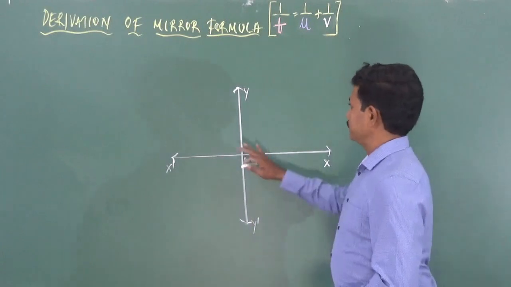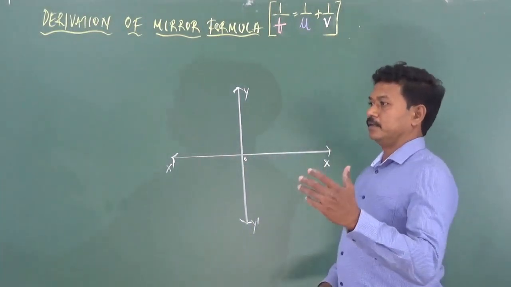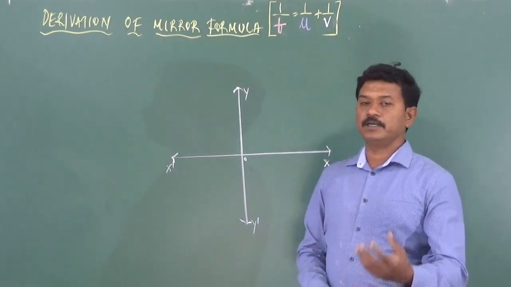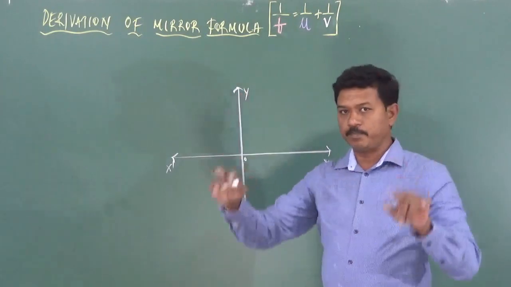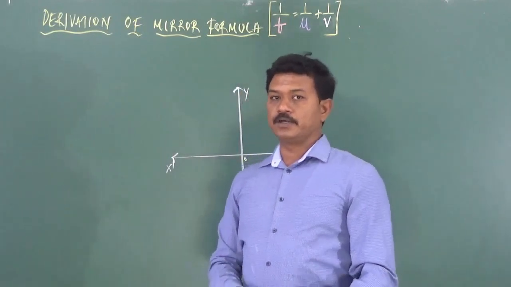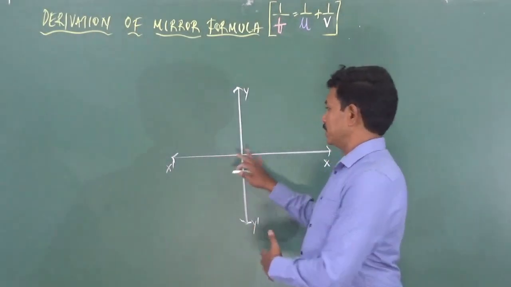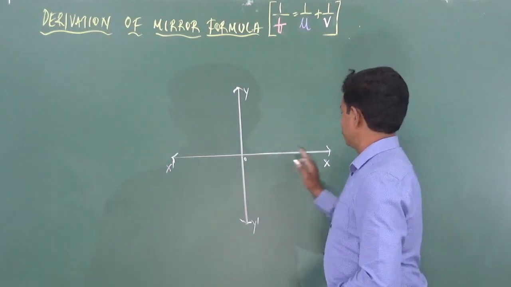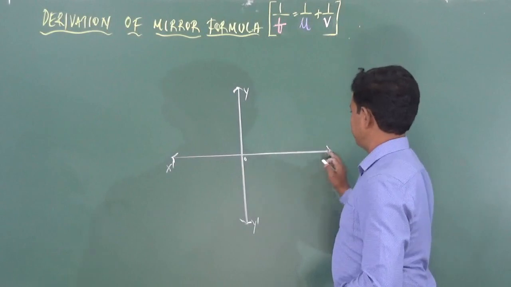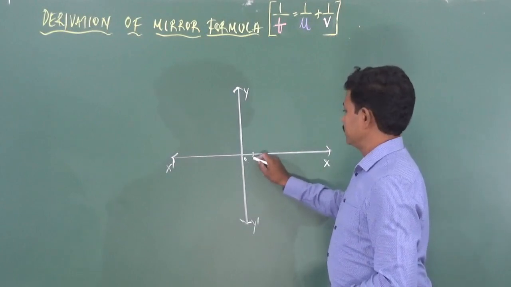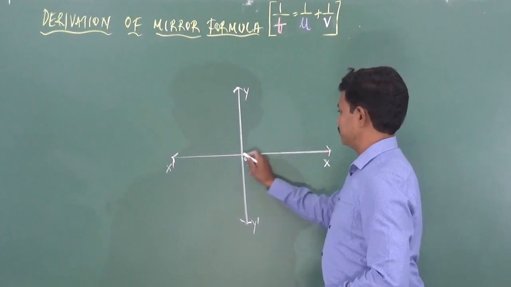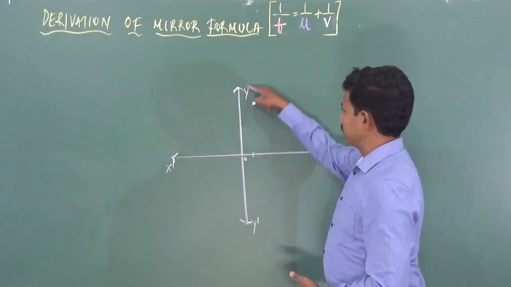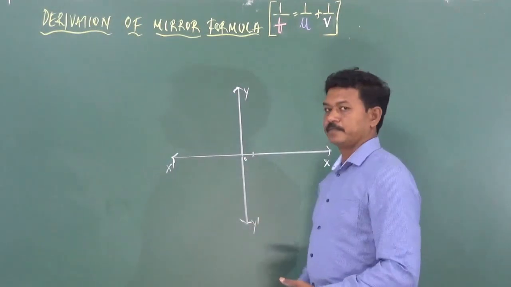In a Cartesian plane or rectangular coordinate system, we have a plane on which we identify a point. To identify a point on a plane, we take the help of the rectangular coordinate system. From the origin towards x, this is the positive part of the x-axis, and this is the negative part of the x-axis. This is the positive part of the y-axis, and this is the negative part of the y-axis.